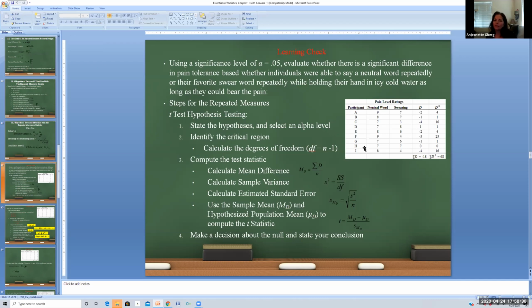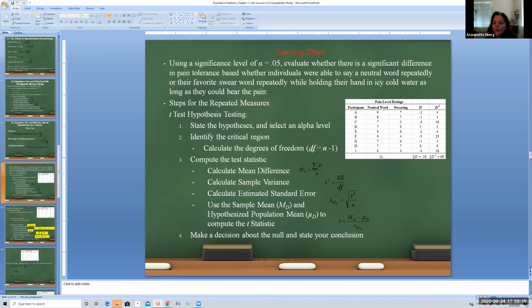And so we let them say neutral words like golly gee, just neutral words. And we had them hold their hand in that water as long as they could. And they could only say neutral words to kind of cope and manage their pain. And then we looked at how many seconds they could hold their hand in that cold water before the pain became unbearable and they pulled it out, okay? And so this was their pain tolerance rating.